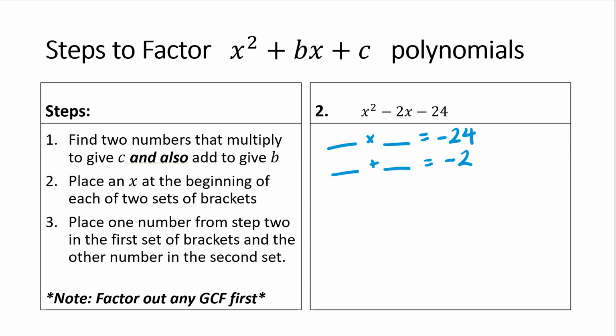Now, if you're having trouble figuring out what those two numbers are, you can take the negative 24, which is the product number, and if you enter in your calculator negative 24 over x and create a table, you'll find a table of factors that you might be able to use. So let's take a look at what this would look like on a TI graphing calculator.